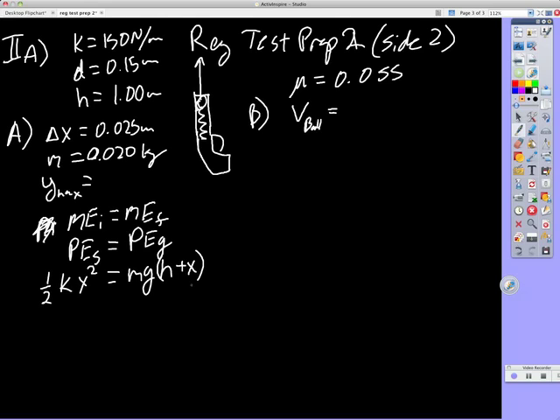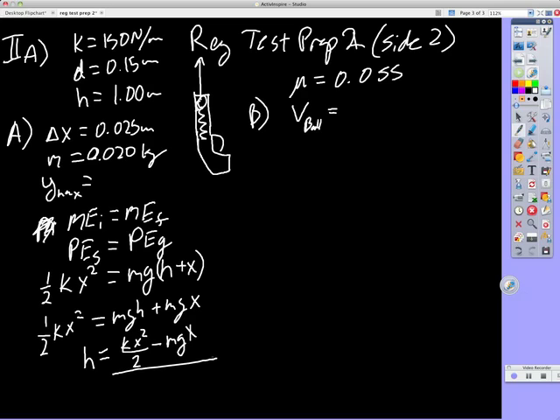So we're going to get 1/2 k x squared equals mgh plus mgx. And so we say h is equal to kx squared over 2 minus mgx, over mg. I'll raise that up. I get basically 0.214 meters or 21.4 centimeters.